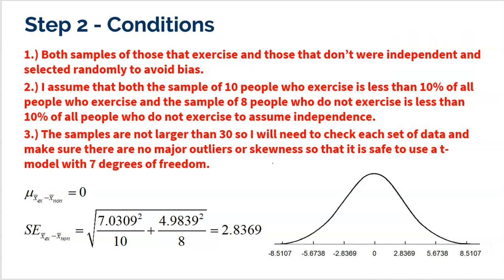Since both graphs looked okay, we are okay to proceed with 7 degrees of freedom for my t model here. Obviously, I'm choosing the lower of the two. 8 minus 1 is 7, 10 minus 1 is 9, 7 is smaller. So anyway, the mean of my sampling distribution, assuming the null is true, is 0. I'm going to assume that there is no difference between those that exercise and those that don't.